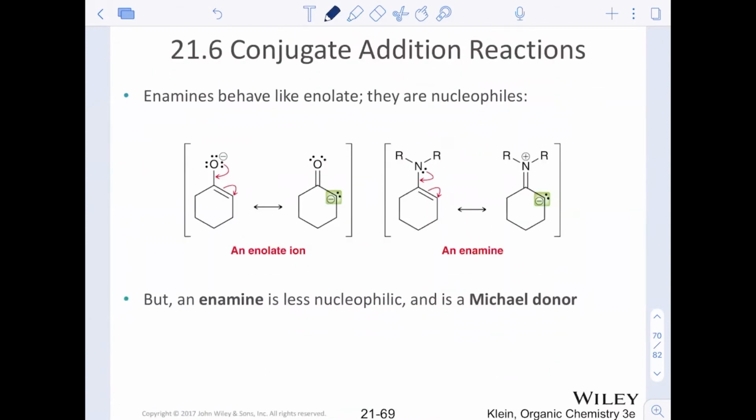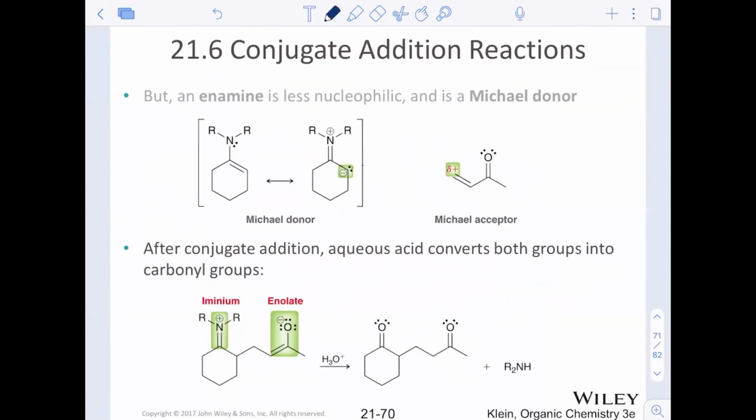So remember, enamines behave like enolates. They are nucleophiles, but an enamine is less nucleophilic, and therefore it's a Michael donor. Super fun. Merging chapter 20 at every waking hour in this chapter.